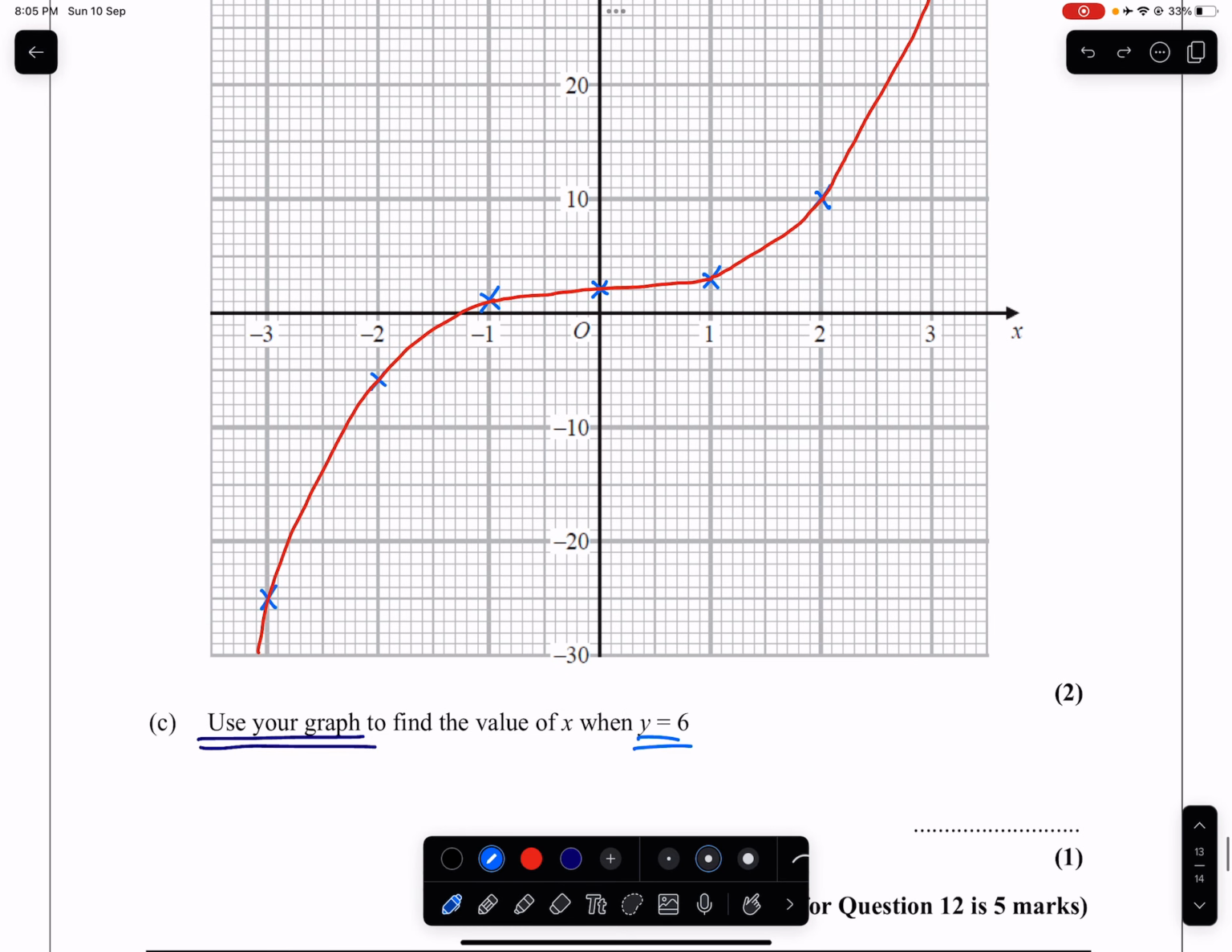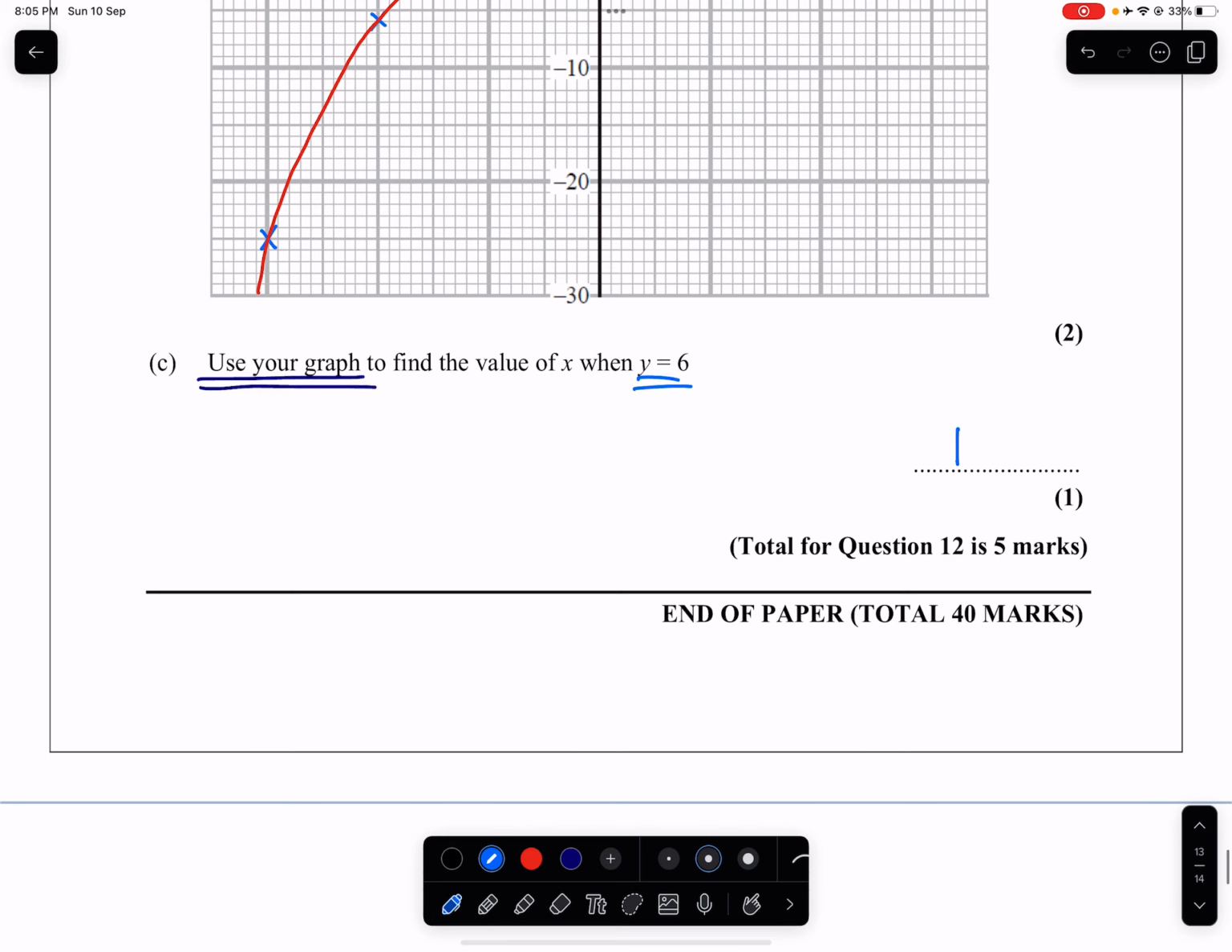Using your graph, y equals 6 means that we know that the y coordinate is going to be 6. So what we do is we run this along until we hit our graph, which I'm getting here, giving us an x value of 1.5. You'd have a little bit of give or take depending on what your curve looks like. But yeah, 1.5 is what I'm getting as our x value. Done.